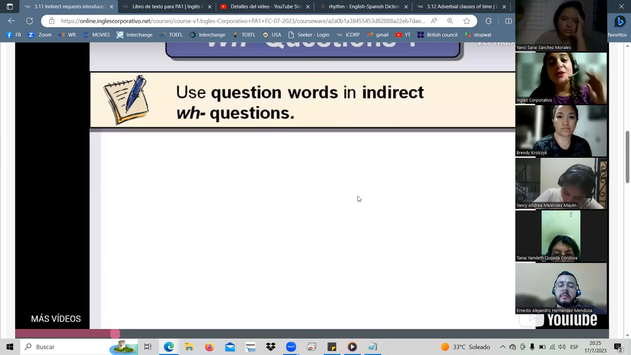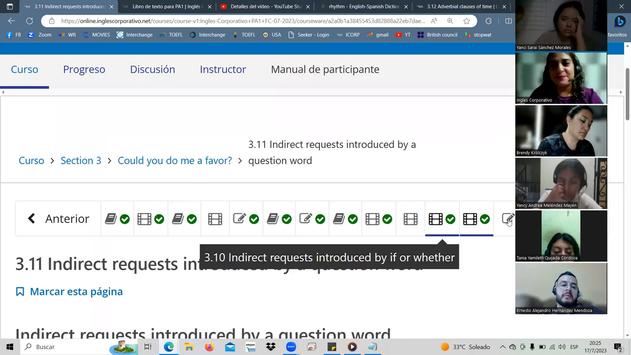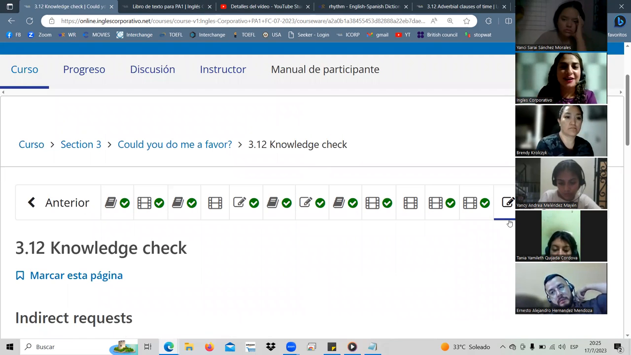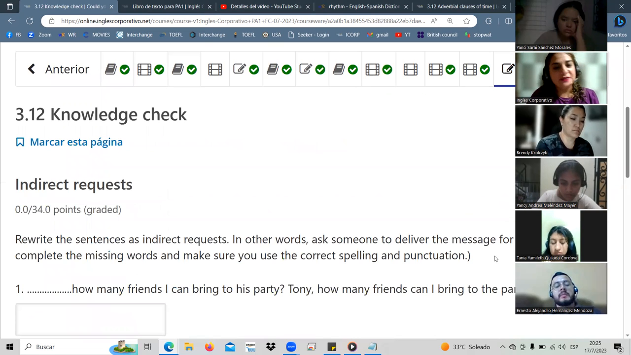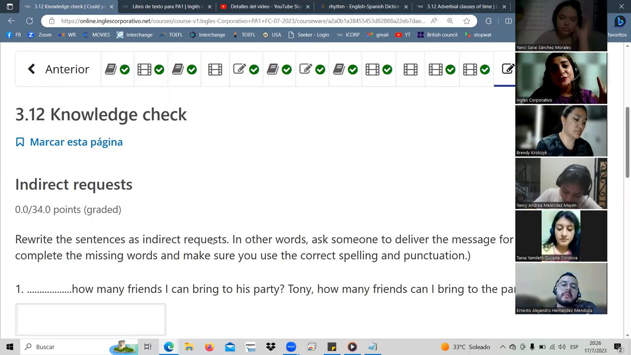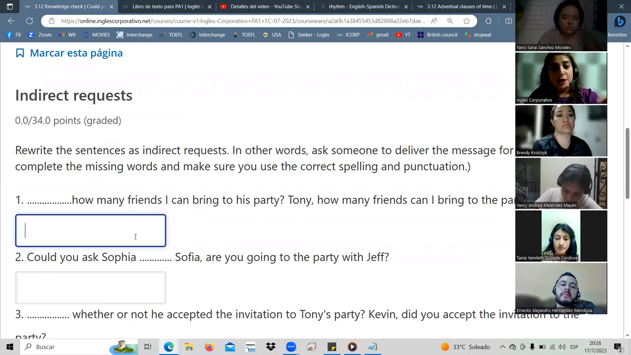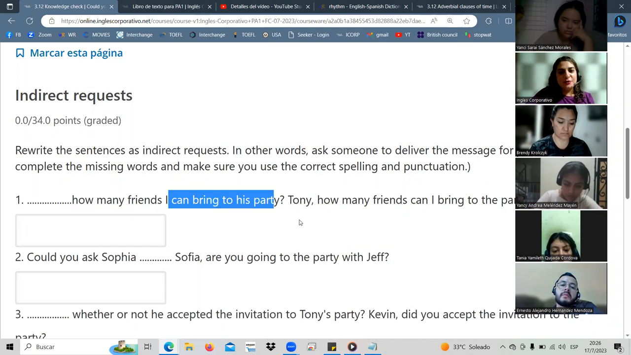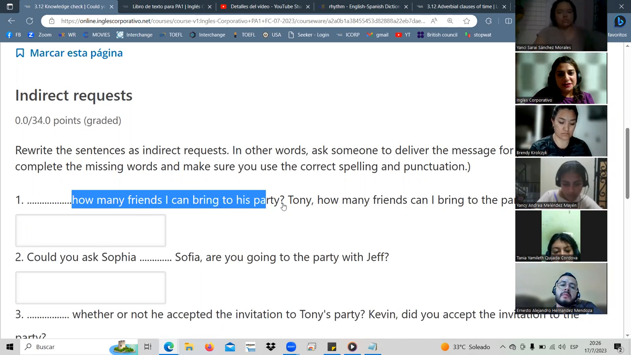But first of all, we need to finish the midterm. Puede haber algunas cosas que tal vez ustedes no sepan cómo contestarlas. Aunque yo sé que están bien fáciles. I know they're very easy, so it's not going to be complicated for you. However, with this, that we have to fill out the typing, right? Sometimes we may have some doubts, okay? So, how many friends I can bring to the party? ¿Qué le pondrían al inicio? Porque esta es una indirect question, pero le falta algo.